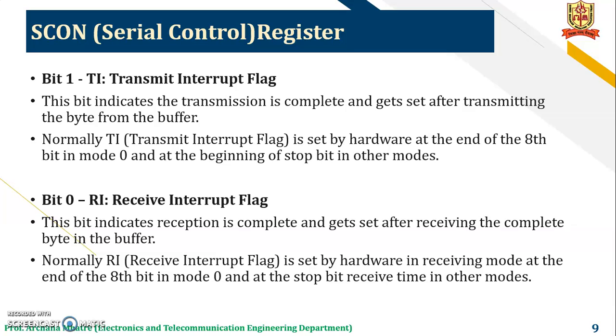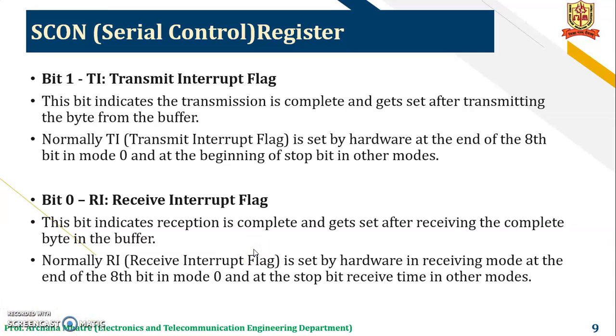This bit indicates the transmission is complete and gets set after transmitting a byte from the buffer. Normally TI, that is the transmit interrupt flag, is set by hardware at the end of the 8th bit in mode 0 and at the beginning of the stop bit in other modes. Next is bit 0, the RI bit, the receive interrupt flag. This bit indicates the reception is complete and gets set after receiving a complete byte in the buffer.